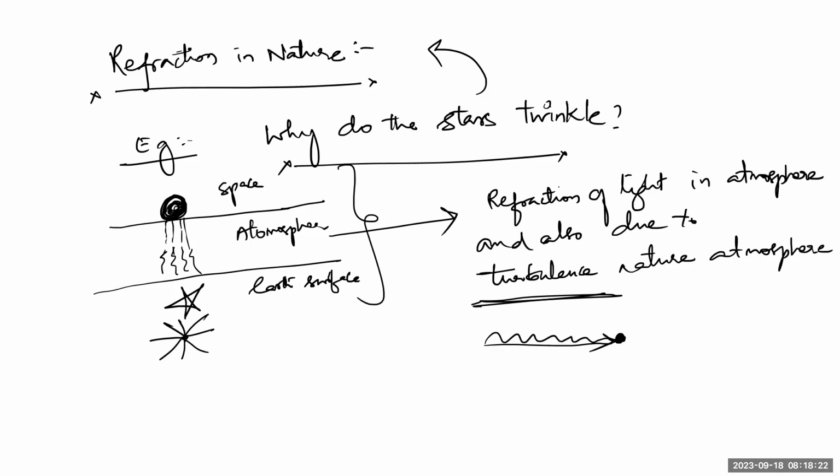That is called turbulence. Now, let me say one more thing about the atmosphere. I have told you about refraction. Where does the refraction happen in the sky? It happens in the atmosphere, right? Refraction happens in the atmosphere.